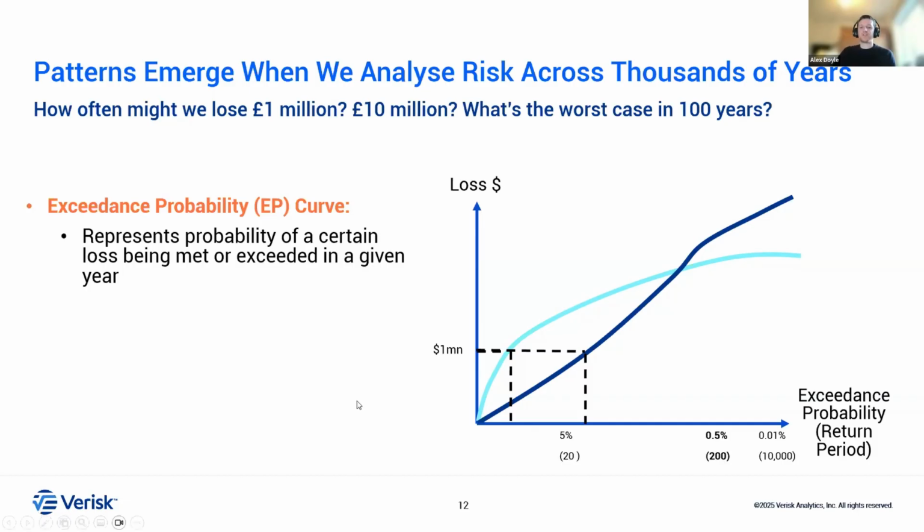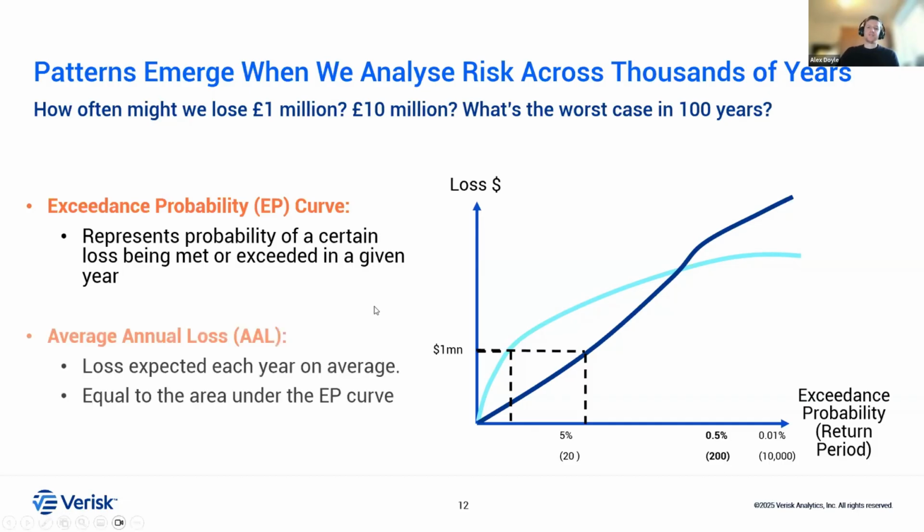Now, each of the points on this EP curve represents the loss from an individual year in our stochastic event catalogs. The average annual loss is one of the most important metrics one can derive from these EP curves. This is the loss that can be expected each year on average from a certain peril. And this is equal to the area under the EP curve. And metrics such as these are important for insurers across the spectrum of use cases, which we will discuss a little bit later on.